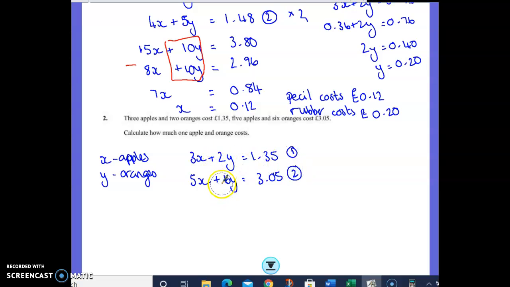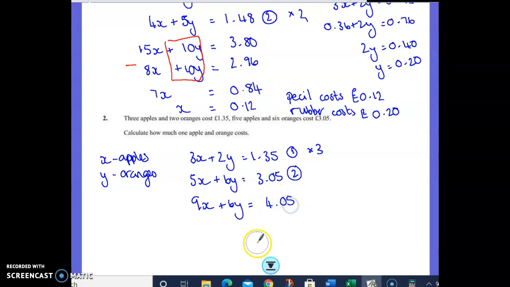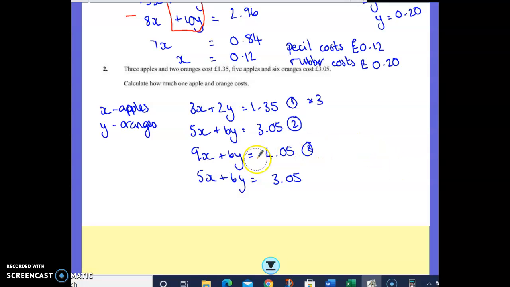I've got a 2 and a 6. I want to make that up to 6, so I'm going to times the top one by 3, no need to times the bottom one. 3 3s are 9, so I get 9x plus 6y equals £1.35 times 3, it's £4.05, and then we're going to subtract. Again, because I'm going to end up with a negative here, I'm just going to write this underneath again so that I don't end up having to deal with that negative number. So 5x plus 6y is £3.05.